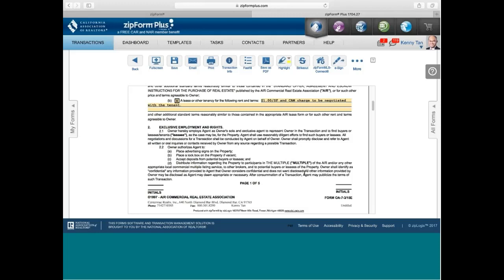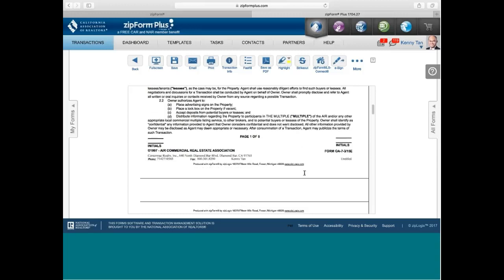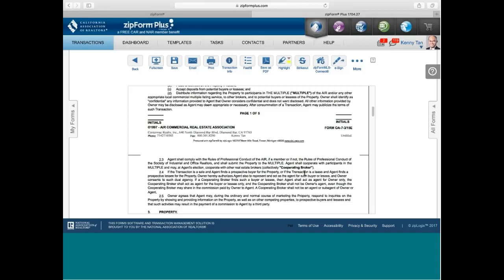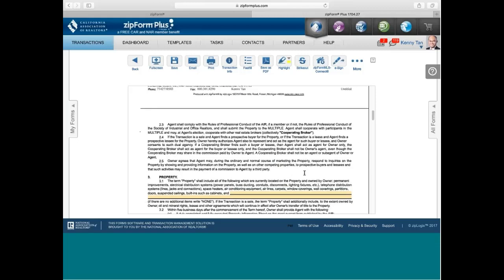After consummation of a transaction, agent may publish the terms of such transaction. An agent shall comply with the rules of professional conduct of AIR. An agent shall cooperate with participants in the multiple listing service and may, at agent's election, cooperate with other real estate brokers, known as cooperating brokers.